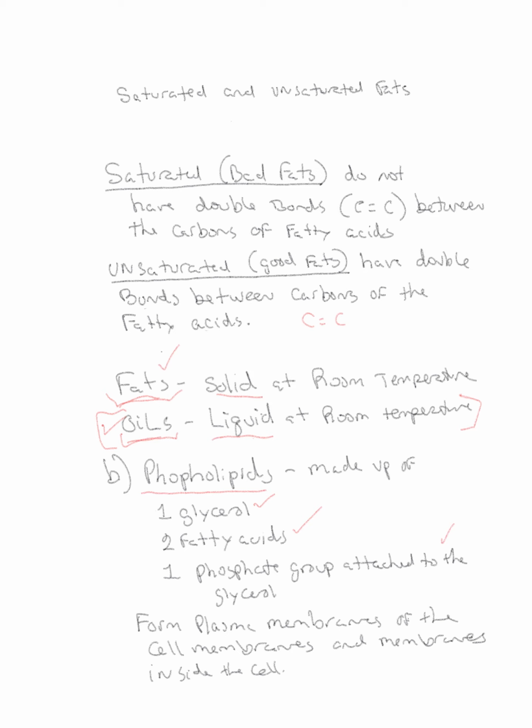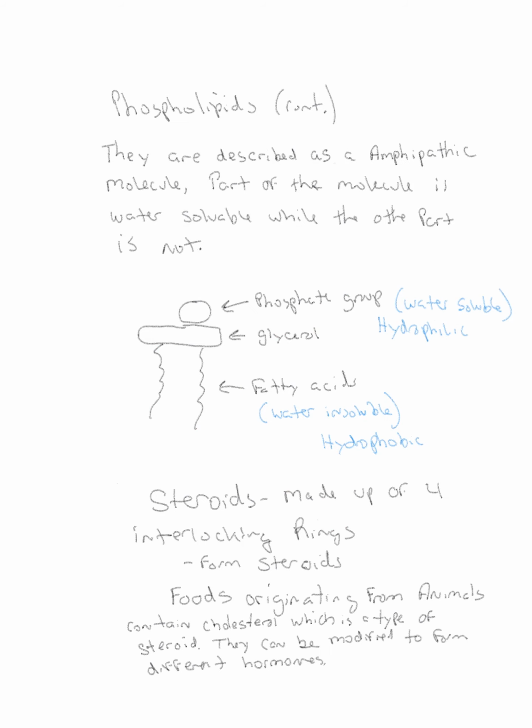And they form plasma membranes, which is the outer membrane of the cell, as well as the membranes that are found within the cell. Now, if you look at phospholipids, they're described as being amphipathic. What that means is that part of the phospholipid is water soluble, and part of it is not water soluble.